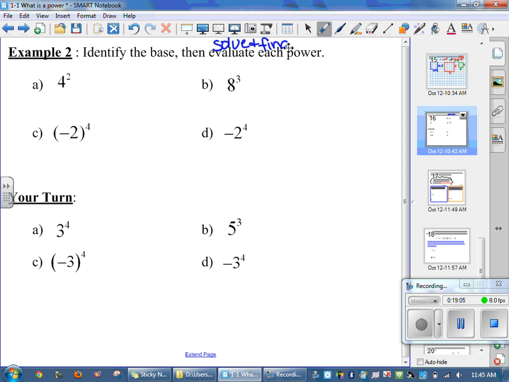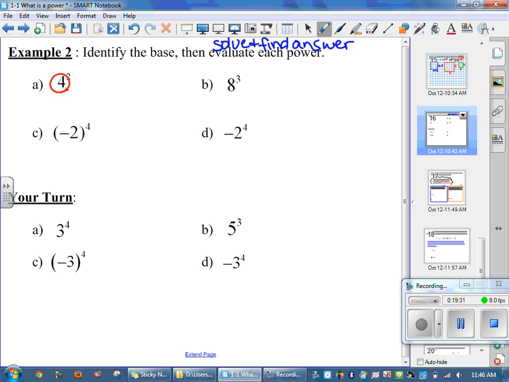Okay, so what is 4 squared going to give me? Which one is my base in 4 squared? Hands up, please. Which one is my base? The 4. So I'm going to circle my 4, and now I'm going to solve it. So in your calculator, you're going to go 4 times 4, or hit 4 and then the squared button. What is 4 times 4 going to give you? 16. Thank you.